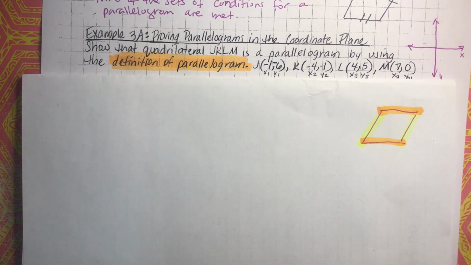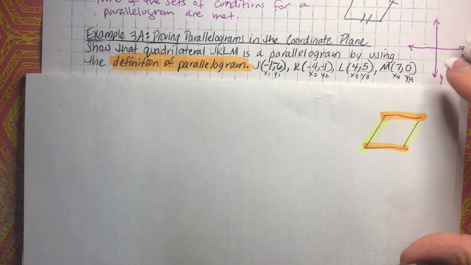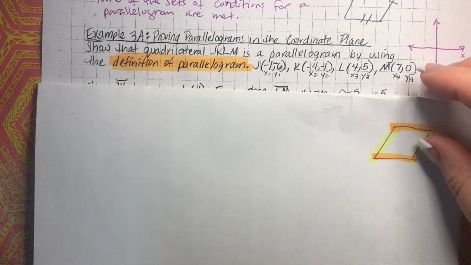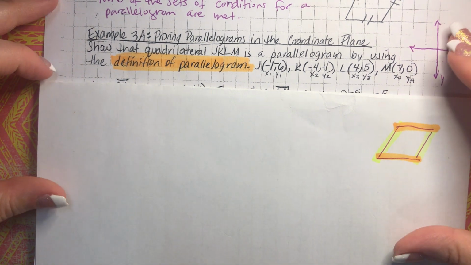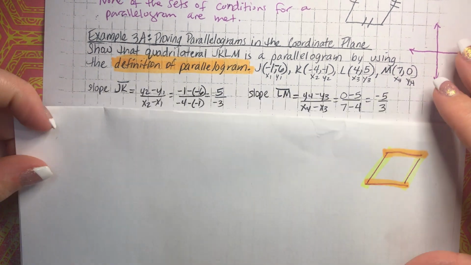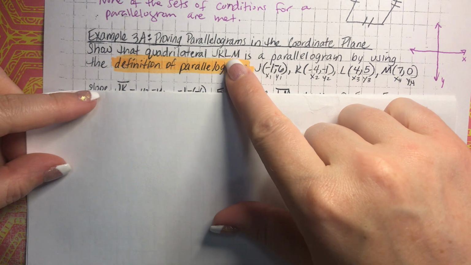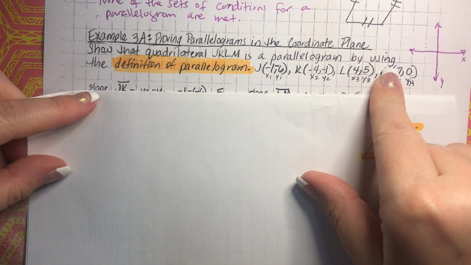Okay, so that's basically what we're doing. We're doing it in a coordinate plane, so we're going to be using a lot of slope formula and a lot of distance formula. We're just going to appreciate these first two problems so we see how it's set up and how to solve it. We're going to show that the quadrilateral JKLM is a parallelogram by using these.